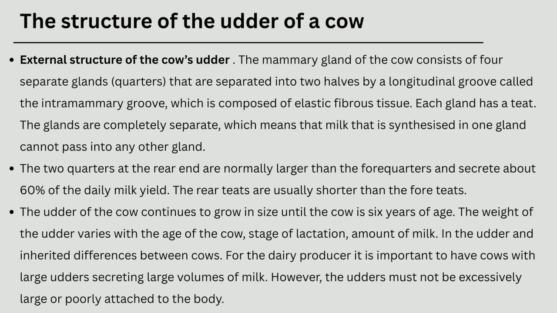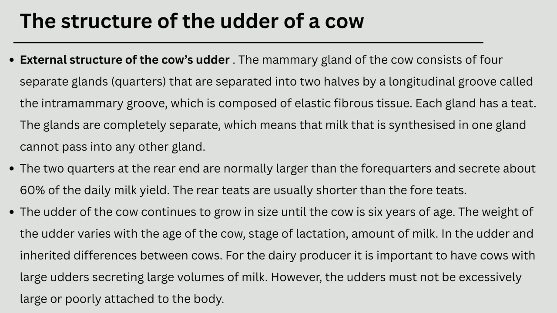The structure of the udder of a cow. External structure of the cow's udder. The mammary gland of the cow consists of 4 separate glands, quarters, that are separated into 2 halves by a longitudinal groove called the intramammary groove, which is composed of elastic fibrous tissue. Each gland has a teat. The glands are completely separate, which means that milk that is synthesized in one gland cannot pass into any other gland.